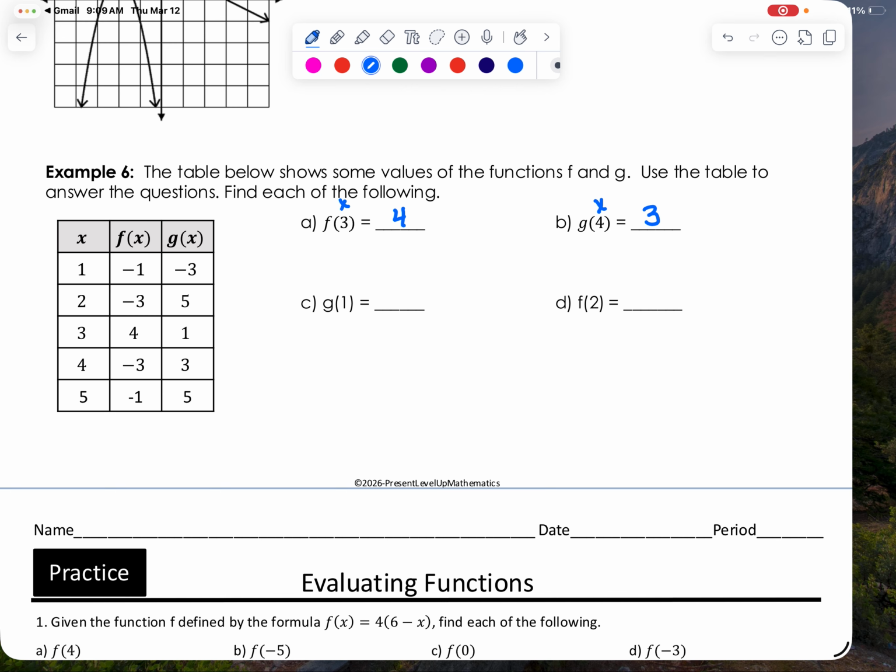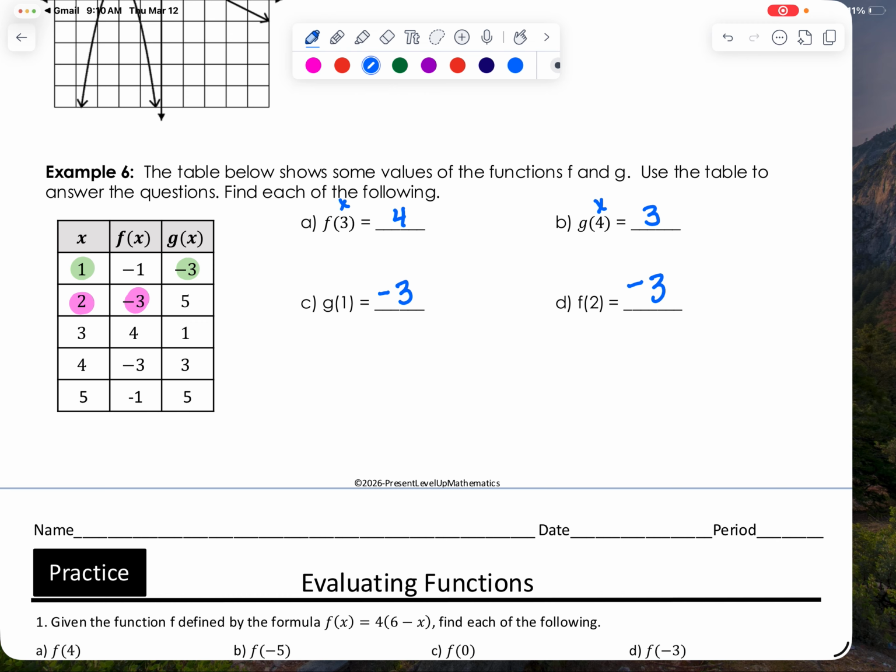All right, pause the video and try problems C and D on your own. Welcome back. Let's see how you did. For g of 1, that would be negative 3. And f of 2, that would also be negative 3.